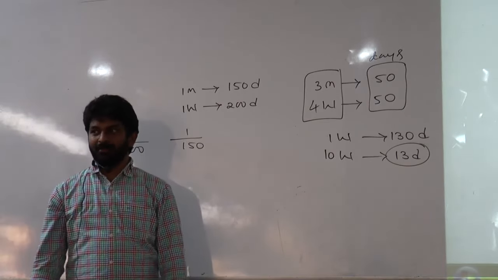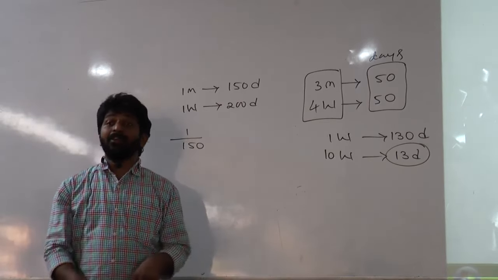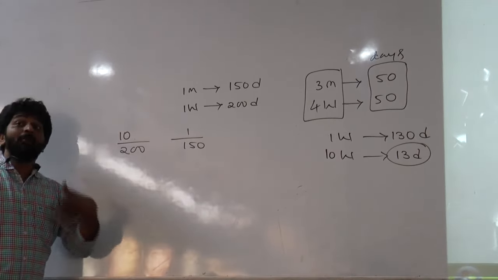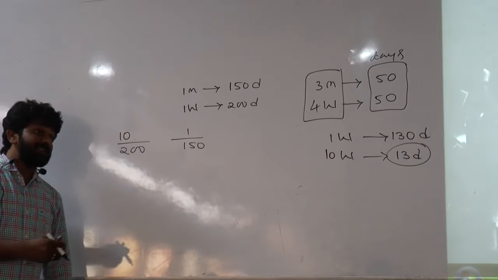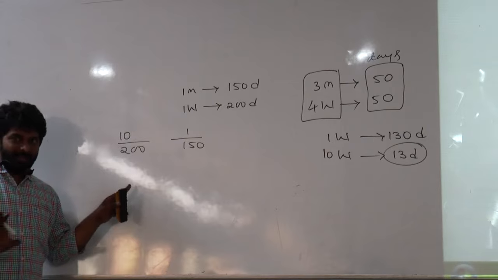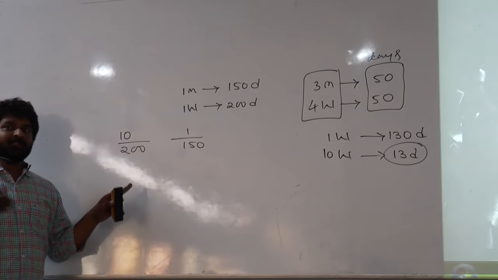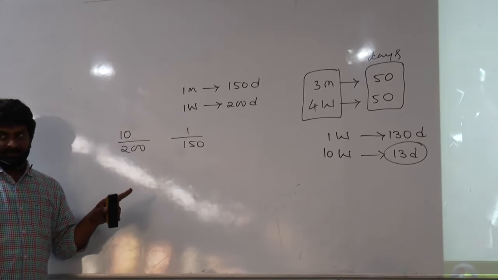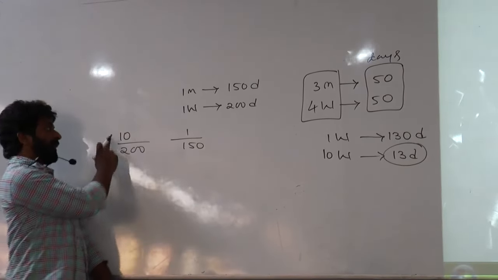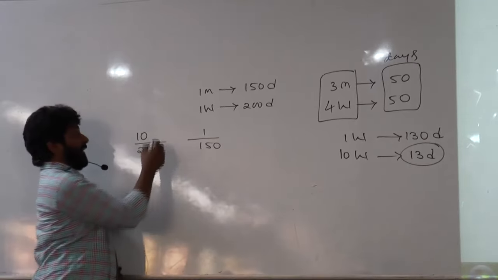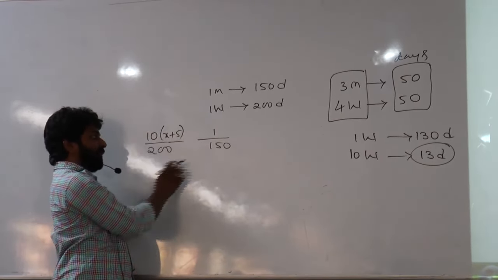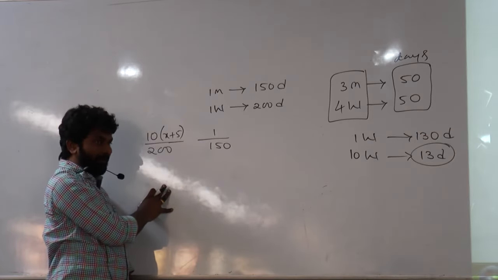After that 3 men joined and altogether worked for 5 days. So 10 women worked for how many days? X plus 5 days. 10 women alone worked for X days. After 3 men joined them, they worked for again 5 days. So 10 women worked for a total of X plus 5 days. This is the total work of 10 women out of the total work.